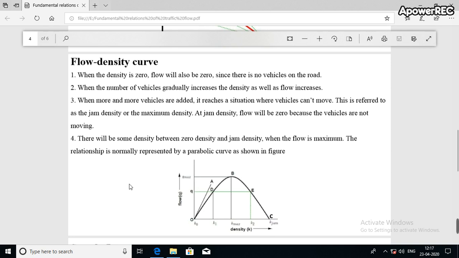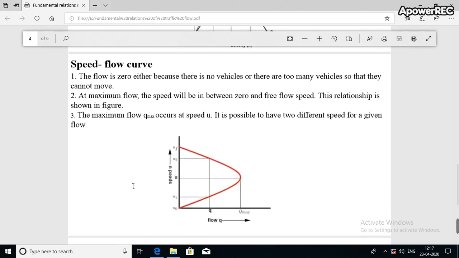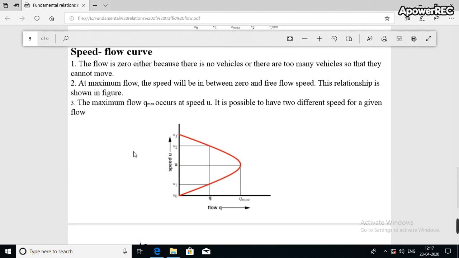Now let us move to the third type of relationship, between speed and flow. Here you can see that at the first place, this Uf, which is the free flow speed, and at that point the flow is zero. Similarly, as the flow is increasing, the speed will decrease because the driver will need to maneuver. Maneuver means to move in a zigzag way in order to make space. Up to a certain point, the speed decrease will happen and it will be Qmax.